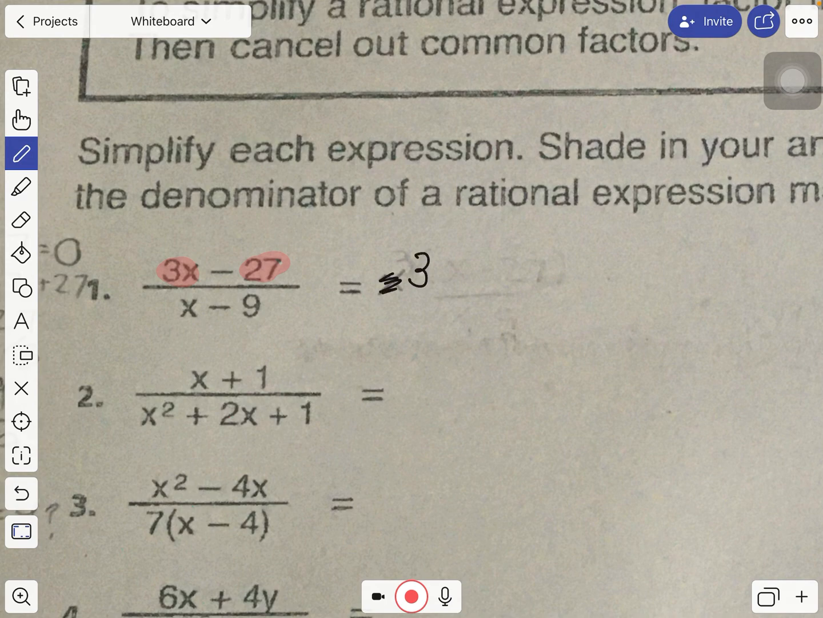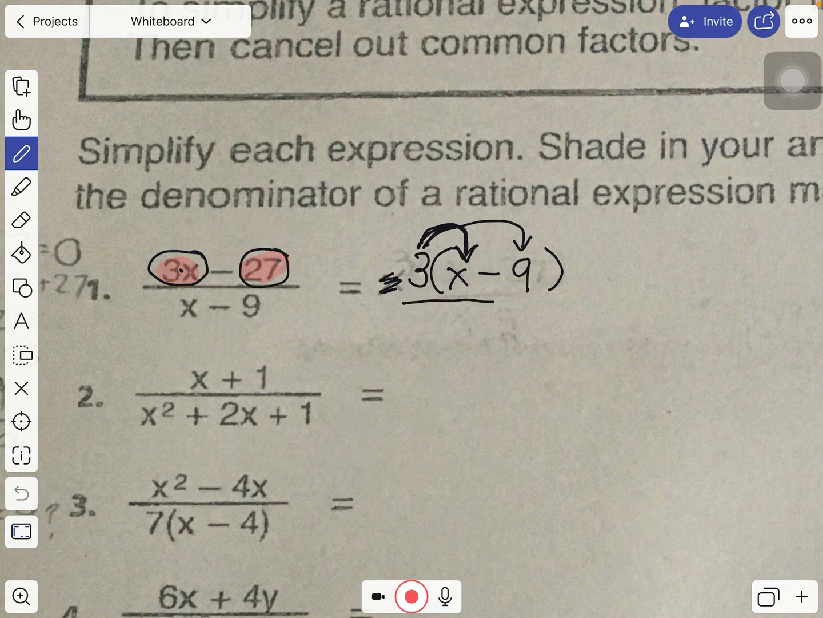I'm going to take the 3 out, and then I'm going to think about the distributive property in reverse. So I ask myself, 3 times what gets me back to 3x? And if you'll recall, 3 times x is another way of saying 3x. So 3 times what gets me back to 3x, that's just an x. And I bring across my minus, and then I ask myself, 3 times what gets me back to this 27 right here, and that's 9.